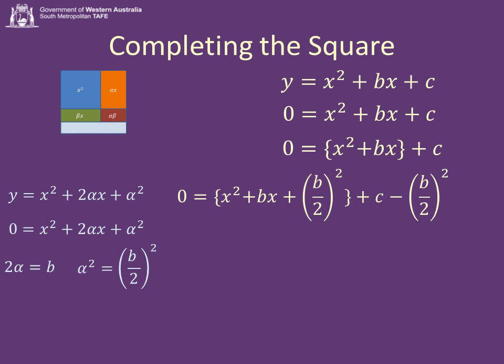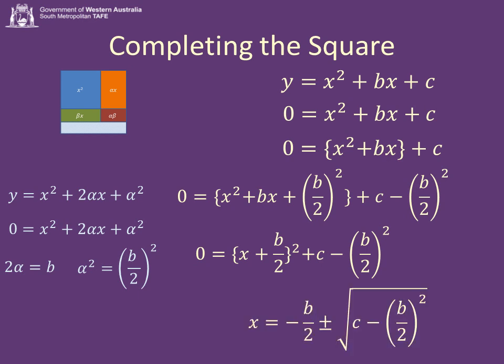So what I've got in the curly bracket is a perfect square. And then I fix it up by subtracting it outside. Simplifying that down, the curly bracket's a perfect square, so I can rewrite it as x plus b over 2 squared plus c minus b over 2 squared. Got to put that in. And then just simplify it out.